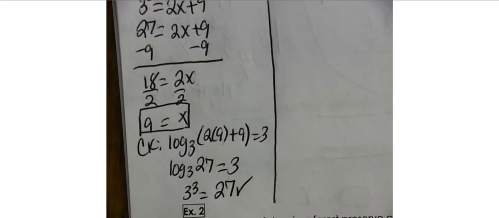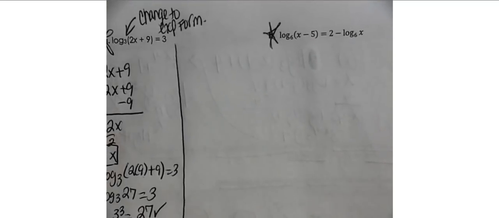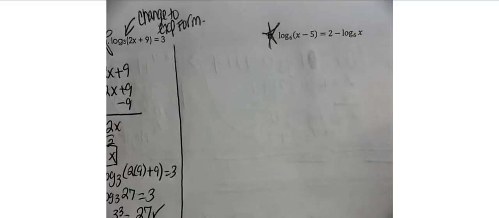Next, we have letter H. And letter H, we have log base 6 of x minus 5 is equal to 2 times log base 6 of x. Now, technically, I have a logarithm alone on one side, but I don't have a logarithm alone on the other. And whenever you have logarithms on both sides, but you don't have a logarithm alone, what you need to do is bring all logs to the same side.